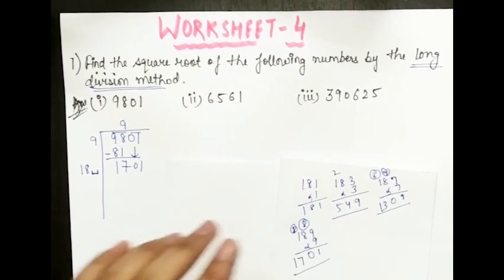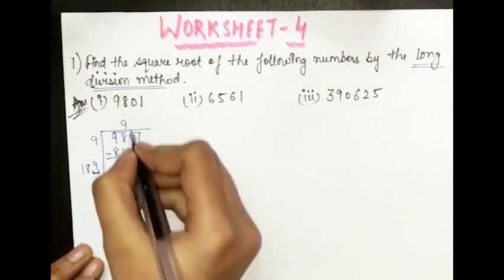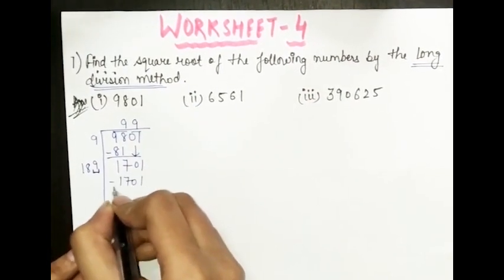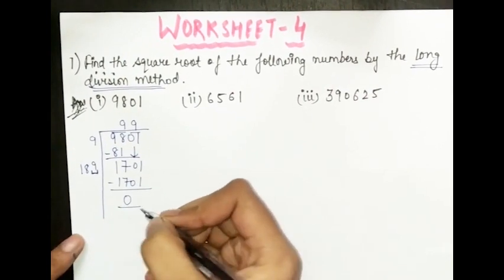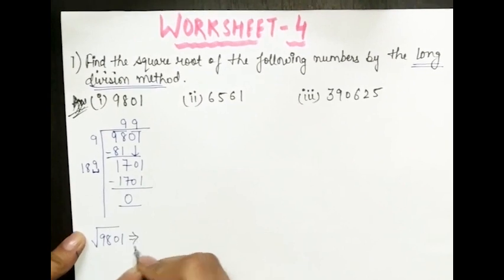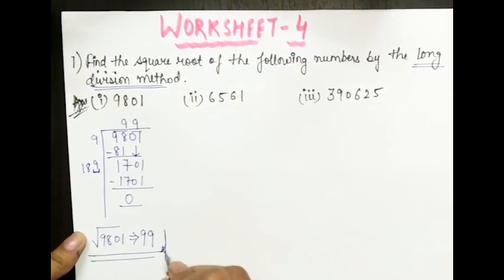So 1701 is completely divisible by 9. So we will write 9 here and here also 9, and 1701 minus 1701 is 0. How will you write it? The square root of 9801 is 99. So this is the answer.